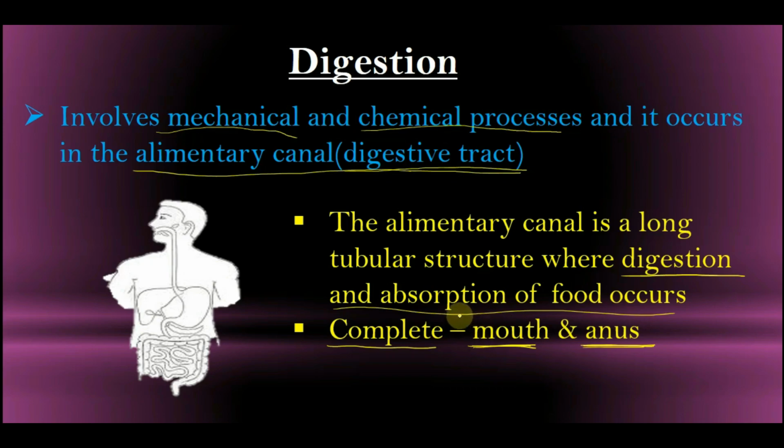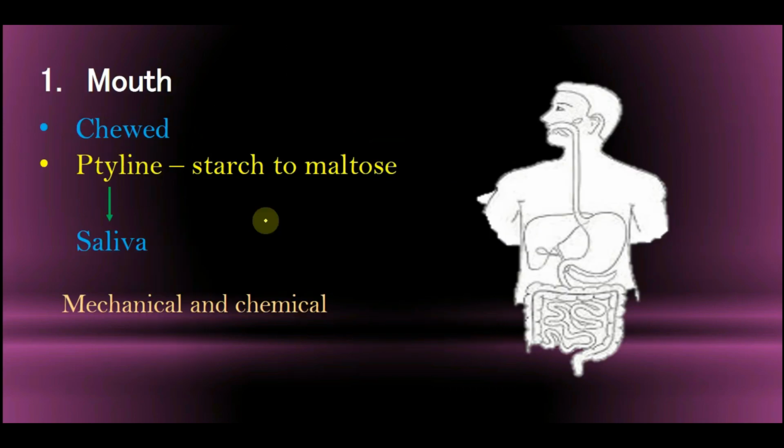So let's start with the first part of the alimentary canal, which is the mouth. In the mouth, digestion of food is mechanical and chemical. It is mechanical in the sense that in the mouth, food is chewed. You chew large food molecules and break them into smaller particles before swallowing them. That process of chewing is a form of mechanical digestion, mechanical breakdown.